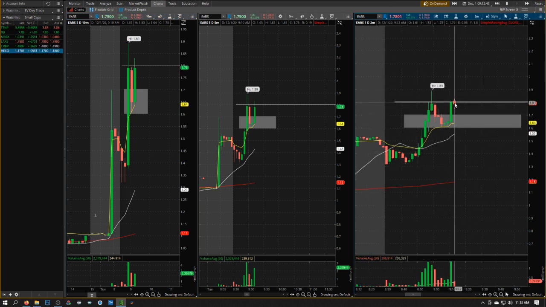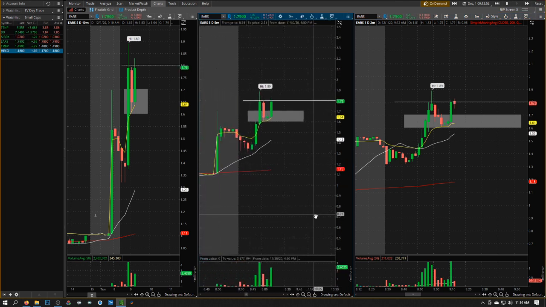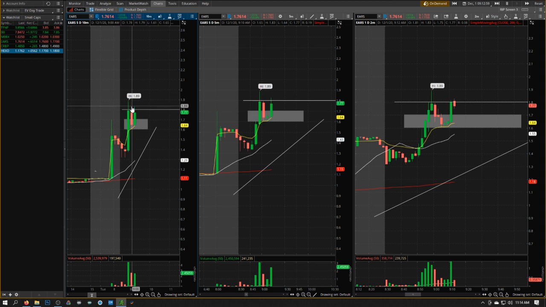I'm not chasing the move. I'm not buying up here. I'm going to see if it comes back down to me. And if it does within that range, then I feel pretty good about the strength moving forward. Because big picture, we're obviously trending upwards. And this is kind of a flag pattern at this point.